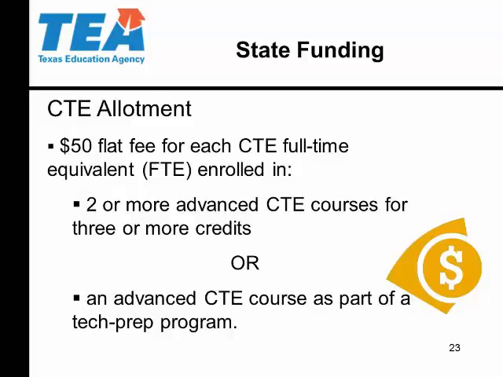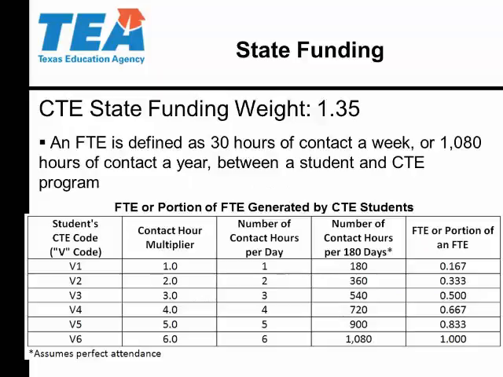There's two different formulas that you would use to determine what your district or charter school will receive for your CTE funding. The first one is you're going to receive a $50 flat fee for each CTE full-time equivalent that's either enrolled in 2 or more advanced CTE courses for 3 or more credits, or an advanced CTE course as part of a tech prep program. So that's one formula. That's not a lot of money that's generated necessarily from that. I'll show you an example. The main money obviously comes from your actual contact hours.